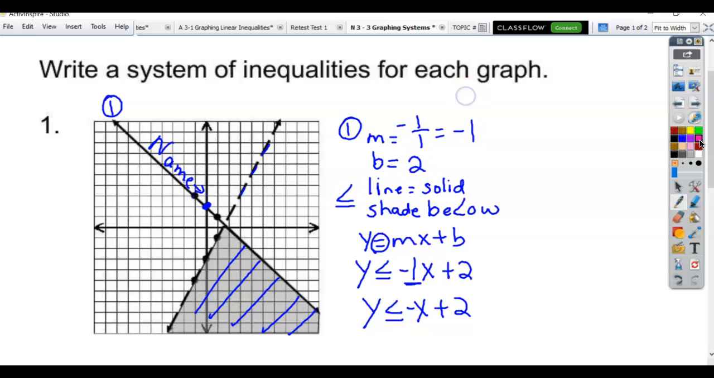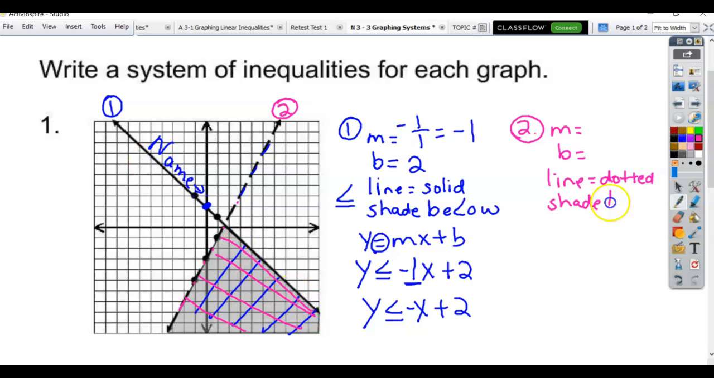Okay, let's go over here, and now we're going to write the second inequality. You're going to need an M, a B, what type of line, and the shading. Now we already know this one was a dotted line, or dashed, so there's not going to be an equal to, no line underneath the inequality. Let's look at which way it's shaded. Here's my line right here. It is shaded this direction, and that is below the line. So my inequality would just be a less than.